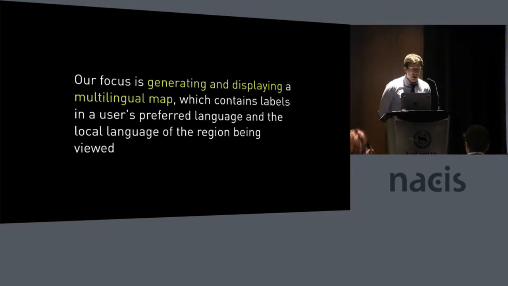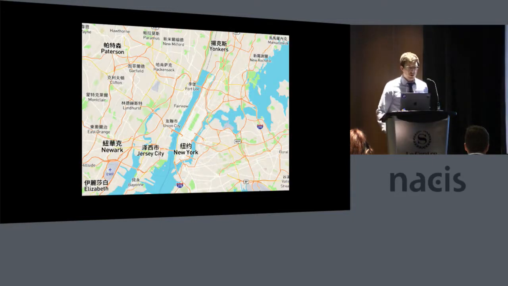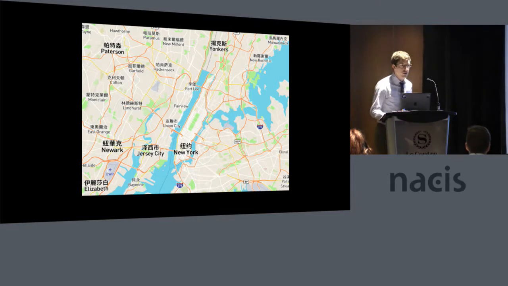So to serve a global multilingual user base, a significant focus of our work is generating and displaying a multilingual map, which we define as being a map that contains labels in a user's preferred language and the local language of the region being viewed. For example, a map like this, which shows the New York, New Jersey metro area with labels in both English and Mandarin Chinese. And as a side note, this map was made using the expressions feature of Mapbox GL JS that Molly Lloyd discussed yesterday during Practical Cartography Day.